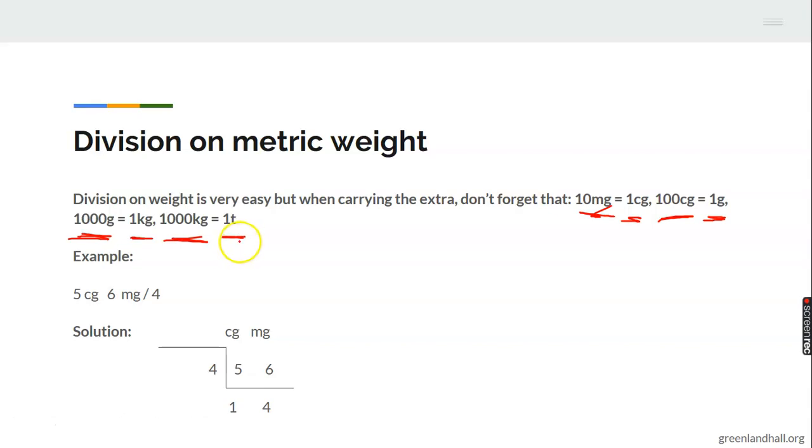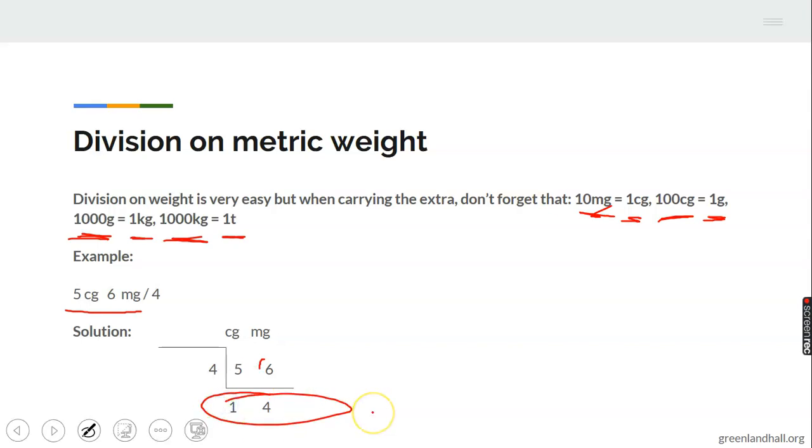Okay, what do we have? We have 5 centigram, 6 milligram divided by 4. We start with the centigram. 4, how many 4 can we get in 5? That's 1. It remains 1, right? So the 1 plus the 6, that gives us 16. So what do we have? 4 and 16, that's what? 4. And that brings us to this answer that we have here.